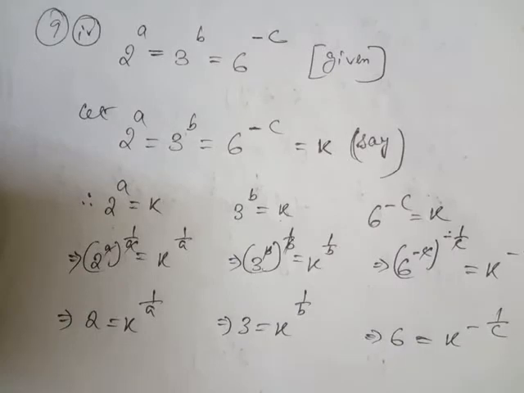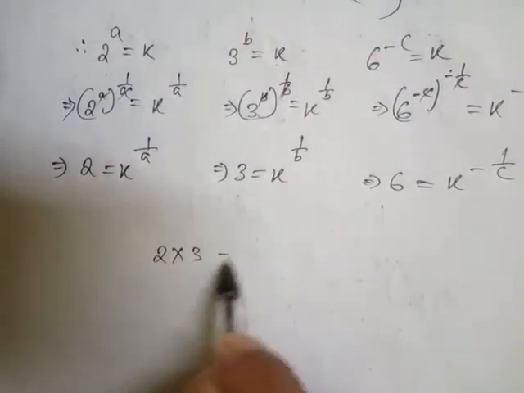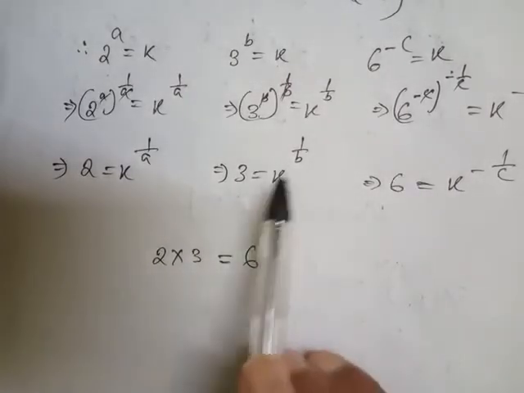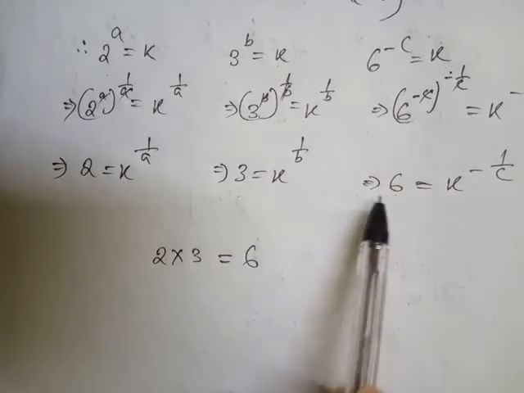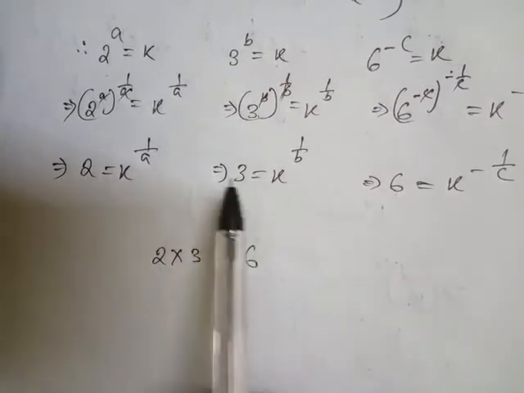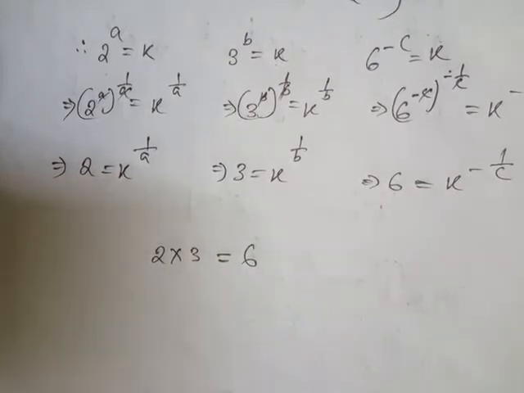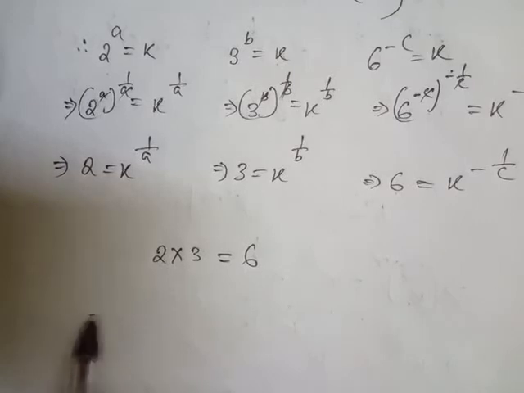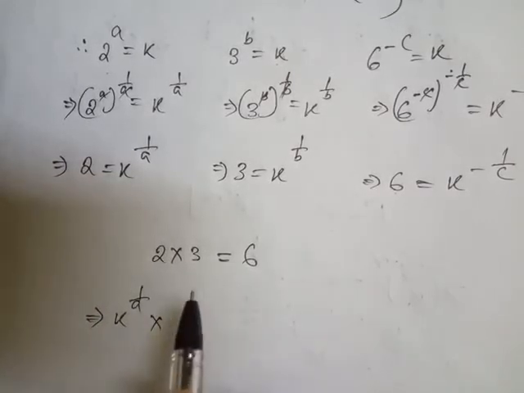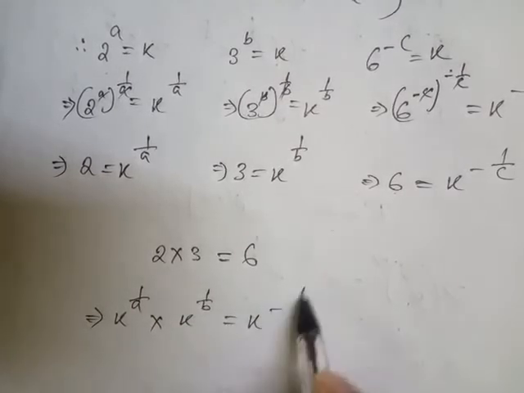Now after that, I go for the multiplication of 2 into 3 here. Now 2 into 3 equal to 6, obviously. Why have I taken this one? Because if I multiply 3 into 6, that is 18, or if I take 6 into 2, then 12, but if I take only 2 into 3, then this will be equivalent to 6. That's why I have taken 2 into 3. Now just put the values here. Value of 2 is k to the power 1 by a, value of 3 is k to the power 1 by b, and value of 6 is k to the power minus 1 by c.